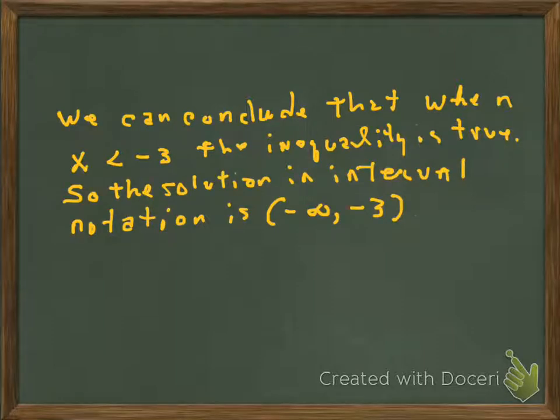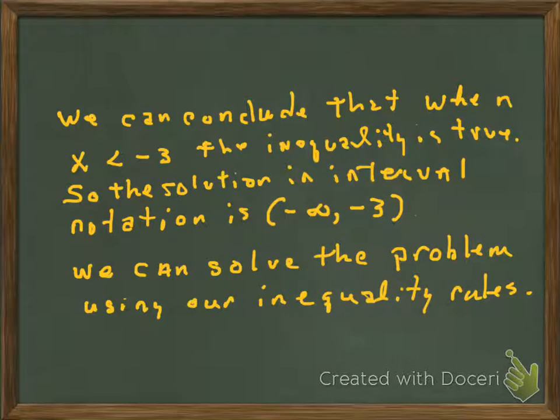So the solution in interval notation is parentheses, negative infinity, comma, negative 3, parentheses, and that indicates to us as long as we pick a value smaller than negative 3, not equal to, but smaller, then we have a true inequality. Now we could also solve this problem by simply using our rules of inequality.